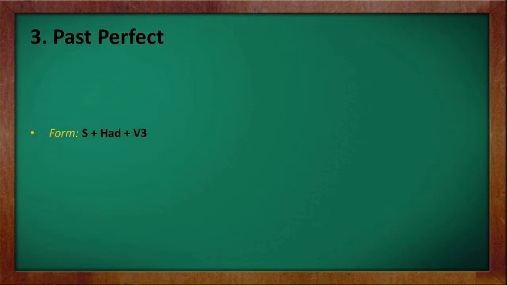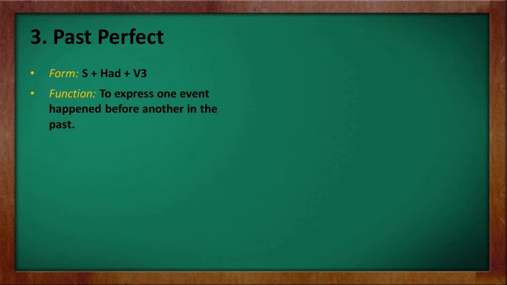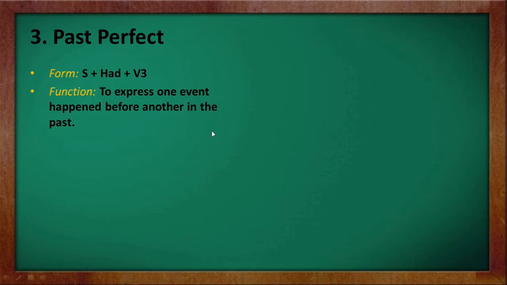We continue to past perfect tense. The general form for past perfect tense is subject plus had plus verb 3. And the function is to express one event happen before another event in the past. So in this tense there are 2 events.